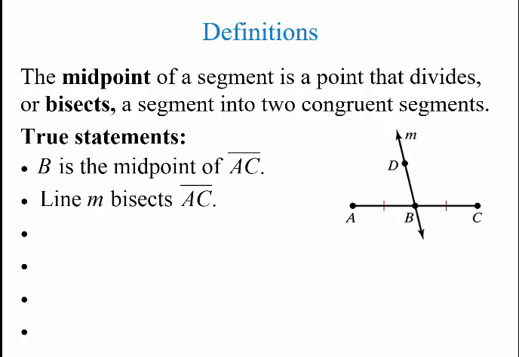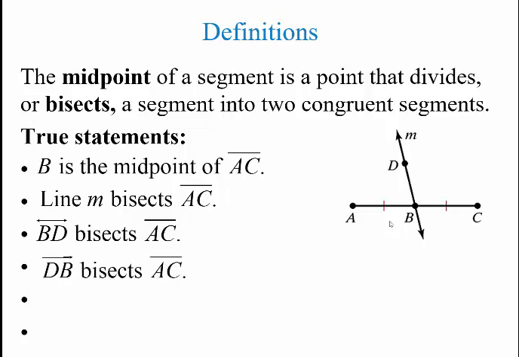Line M bisects AC, right? That means it divides it right in the middle. Line BD bisects segment AC. You see that visually there. Ray BD bisects segment AC. The two segments AB and BC are congruent. And then also AB is equal to BC. All right, the segments are equal distance.